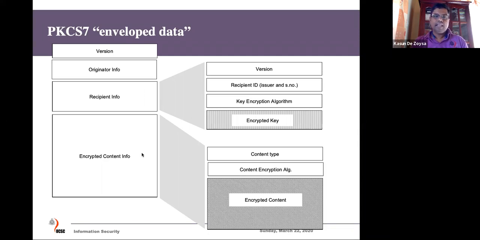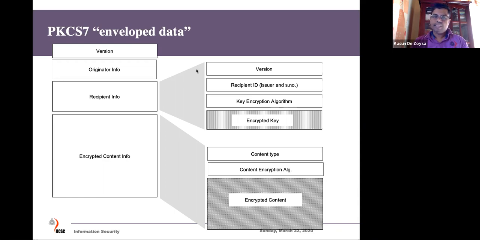In this PKCS enveloped data structure, there are two major fields: the encrypted content, and the recipient information field. The recipient information field has several subfields: version, recipient ID, key encryption algorithm, and encrypted key. What is this encrypted key? This encrypted key is the symmetric key. It may be an AES or DES key. In this process, we generate the AES or DES key, and that key is encrypted to the recipient using the recipient's public key.